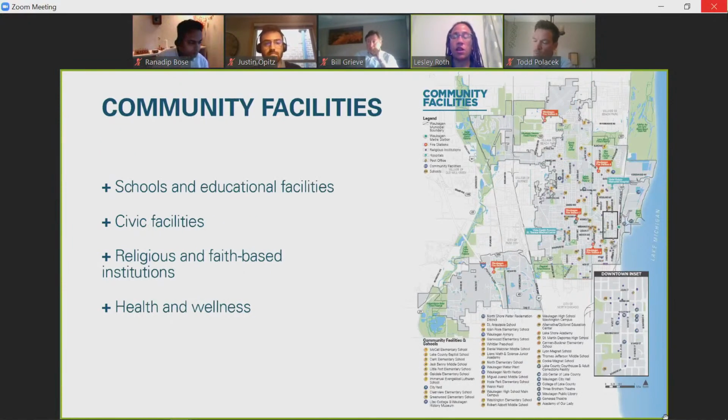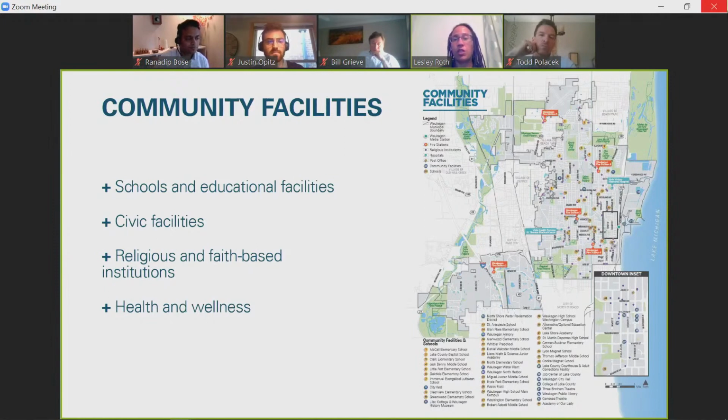Community facilities are another really very important aspect in the city of Waukegan. Throughout the course of this project, we talked to hundreds of stakeholders, including nonprofit organizations that represent a variety of service populations, the school district, and the library, which is really at the heart of many of the city's programming and brings together a lot of the organizations that are present in the city. We also talked to religious and faith-based institutions, which serve as the backbone of Waukegan, and there was a real prioritization for increasing health and wellness in the city.